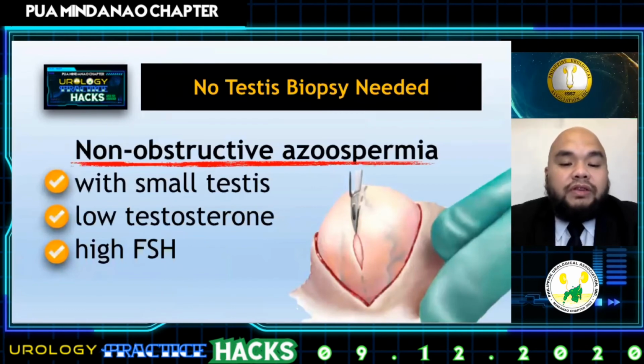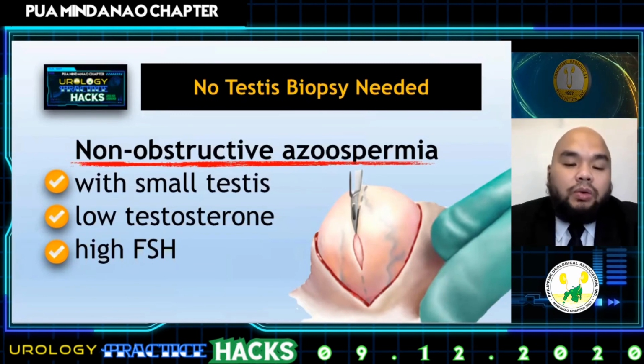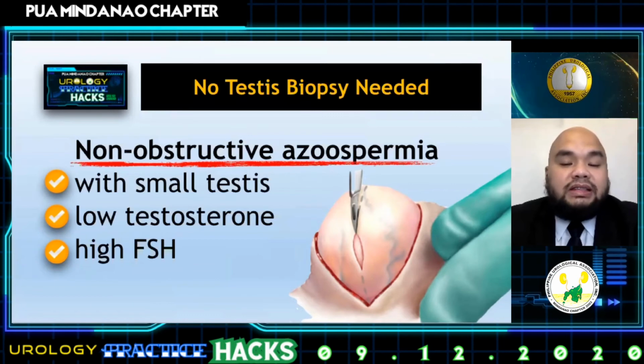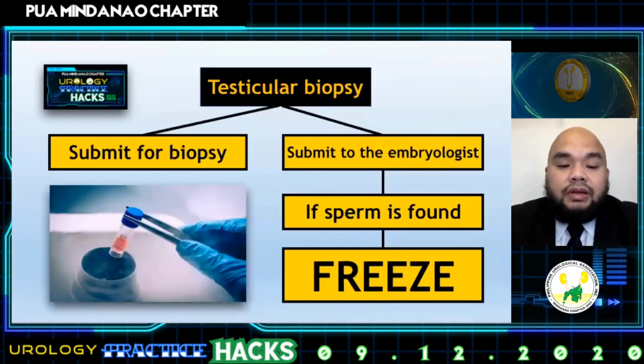For men with an obvious diagnosis of non-obstructive azoospermia, like those with small testes, low testosterone, and high FSH, testis biopsy is not recommended. The ideal setup is a double setup. This is what we do in our center. Tissue extracted will be submitted both for biopsy and to the embryologist. The embryologist will look for sperm, and if there is sperm, we freeze it.